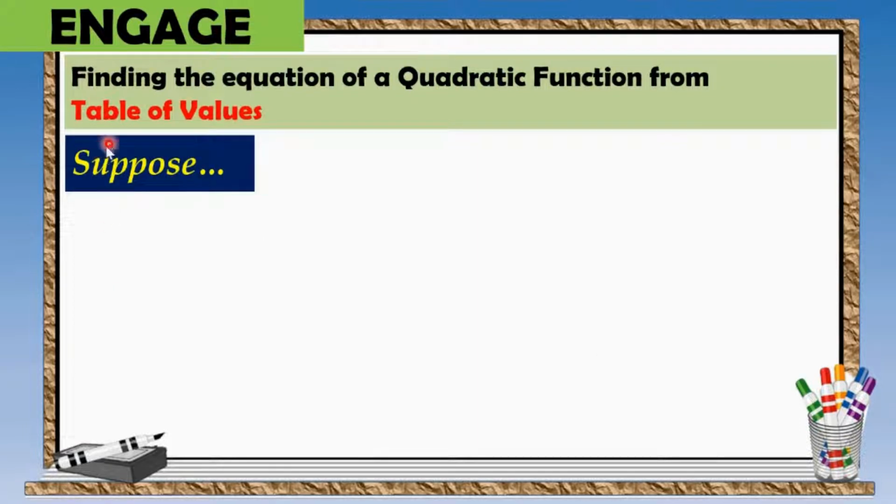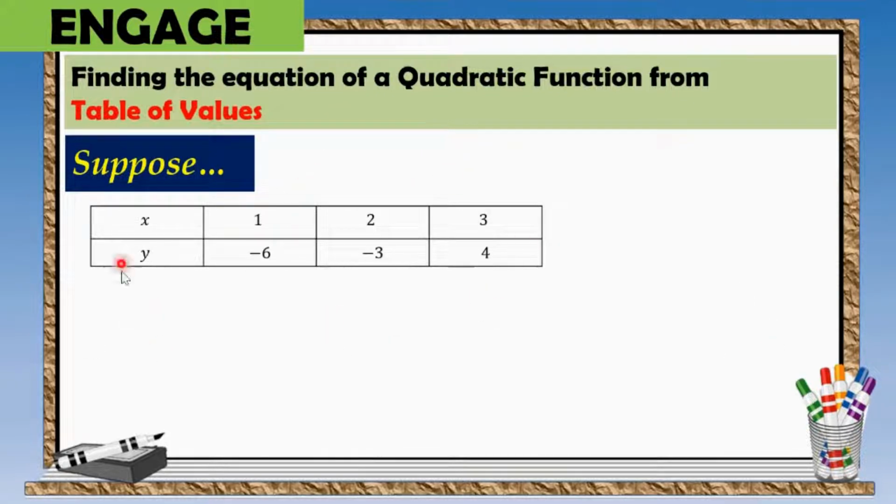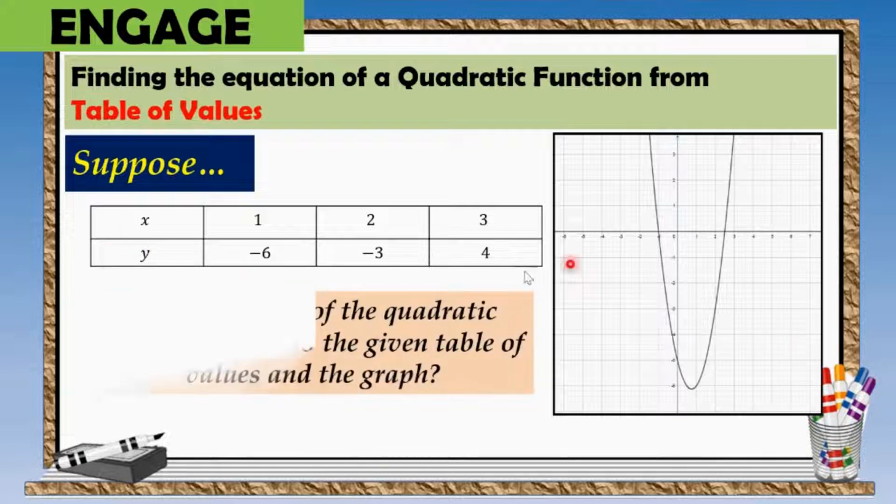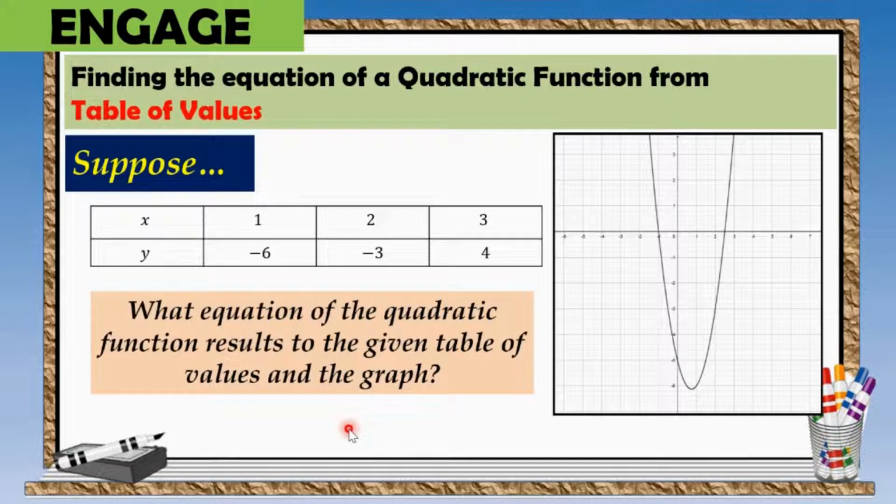In finding the equation of a quadratic function from a table of values, suppose I have here a table with values x and y. The coordinates are (1, -6), (2, -3), (3, 4). Then here is the graph of this table. So what equation of quadratic function results in the given table of values and the graph?